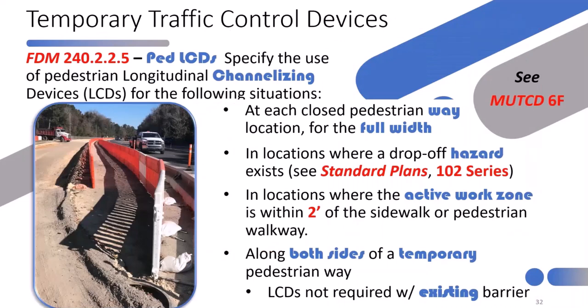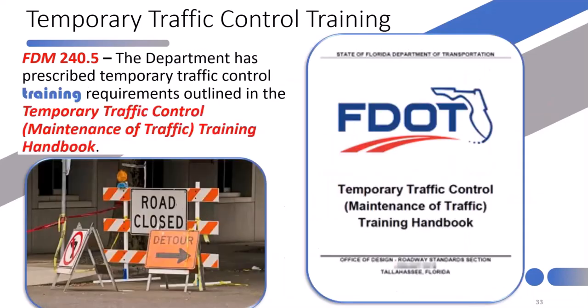Okay, PED LCDs, real quick. That's the only temporary traffic control device that can be used for pedestrian longitudinal channelization. And they have to be used to close existing facilities. They have to be used to provide safety for drop-off hazards adjacent to the walking surface. They can also be used to provide separation of the active work zone from the walking facility. And they have to be used on both sides of temporary pedestrian ways. The reason for that is, again, to provide that non-visual, physically detectable element so that a person with a visual disability can navigate that temporary pedestrian way.